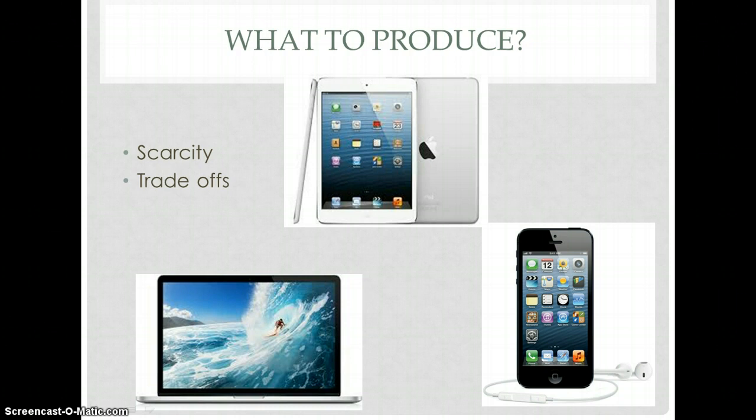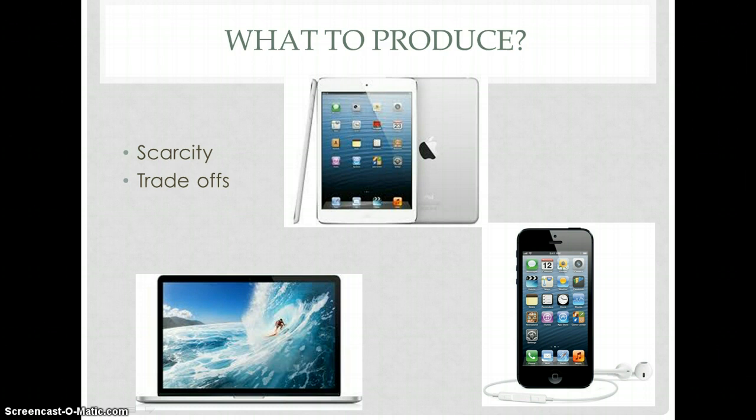So they have to make a decision. The trade-off is if Apple goes, we're going into phones, and we're going to put tons of money, and we're going to make the iPhone the best phone ever, it might mean that they make less laptops. Or if they decide that, you know what, the tablet thing, I don't know, maybe we should make our laptops better so we have more powerful computers, it might mean they have less tablets.